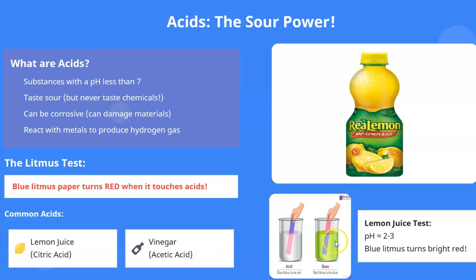Oh, this illustration, I think, is not right. Why? Because this is not basic. This lemon juice is an acidic one, so it will turn blue litmus paper into bright red. I'll just correct this later. Basically, this was created by AI, and surely we have to correct some of its output because not everything the AI created is perfect.